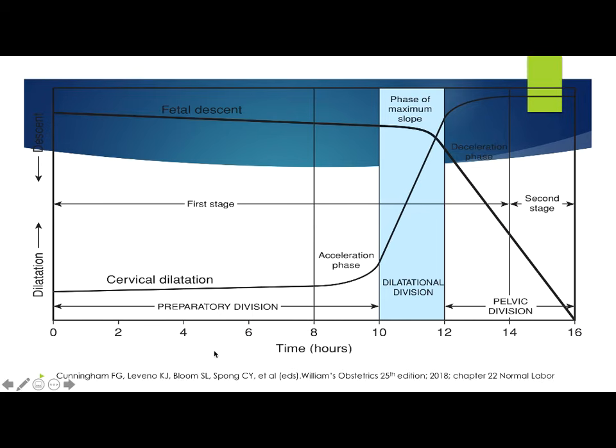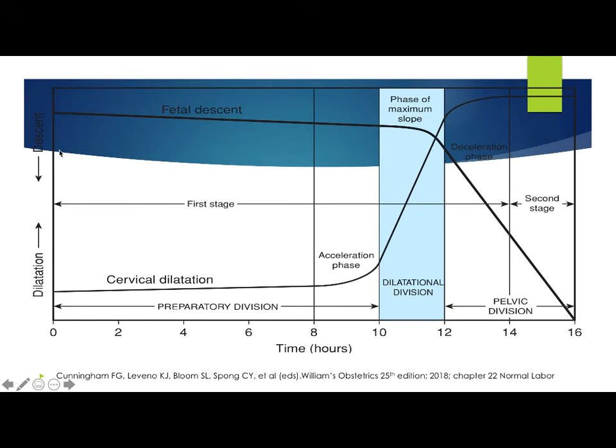Okay, now this graph is what we call the Friedman's curve, because this was recommended by Friedman. We also call this a partogram or a normal labor curve. As you can see in this graph, we have two lines, one going up, which corresponds to the cervical dilatation, and this assumes, as I've already mentioned a few slides back, a general shape of a sigmoid curve. And the other line corresponds to the fetal descent, and this is the line going down.